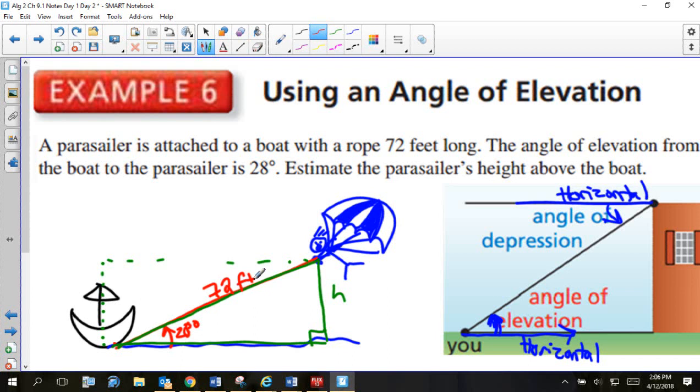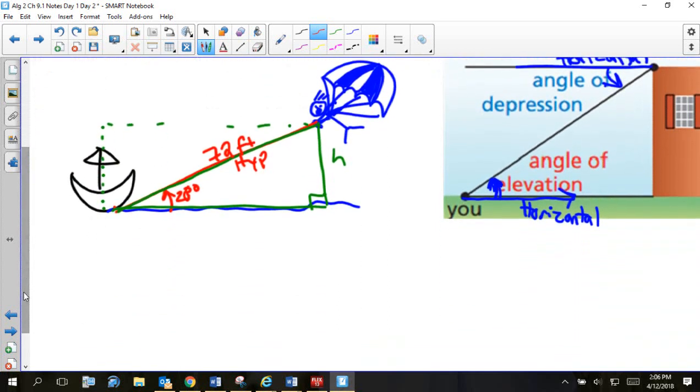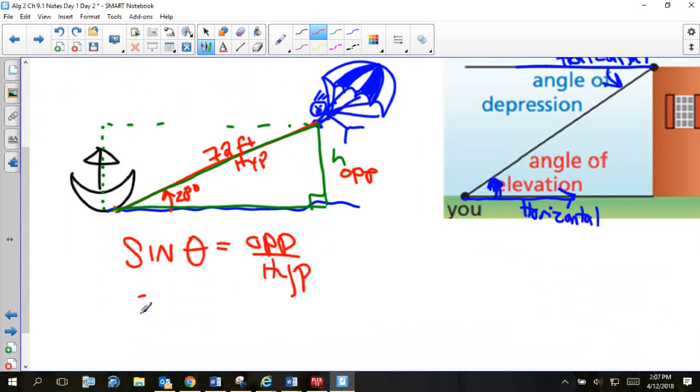All right, now we can do it. According to the angle, the 72 feet, you already said, is the hypotenuse. And we have to find the height. So what's the H? What is that side? Opposite. What uses opposite and hypotenuse? Sine of theta is opposite over hypotenuse. Sine of 28 degrees is equal to H over 72.